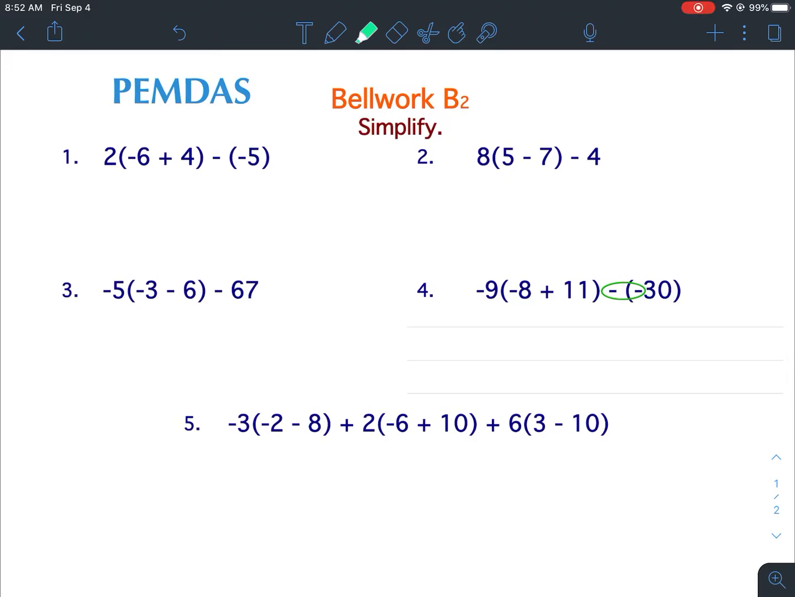This video will help you complete Bellwork B2. First, I want you to recognize up here in the top left corner, I have PEMDAS typed out. We must follow our order of operations in order to complete these problems. Start by doing whatever is in the parentheses first.